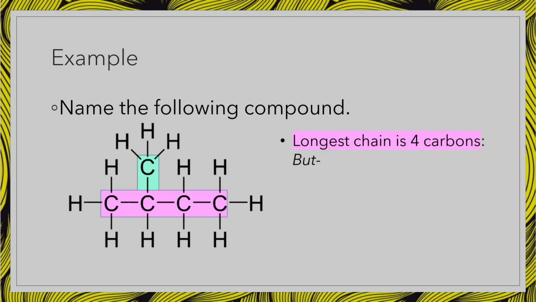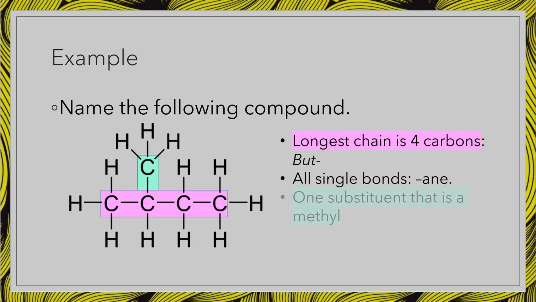So let's have a look. Longest chain is 4 carbons, so it's a bute. They're all single bonds, so it's a butane. There's one substituent that's a methyl. Now, which carbon's it on? It could be on carbon 2 or carbon 3. But we want to take the one with the lowest number, so we're going to put it on 2. Okay, so we're going to number it as number 2.